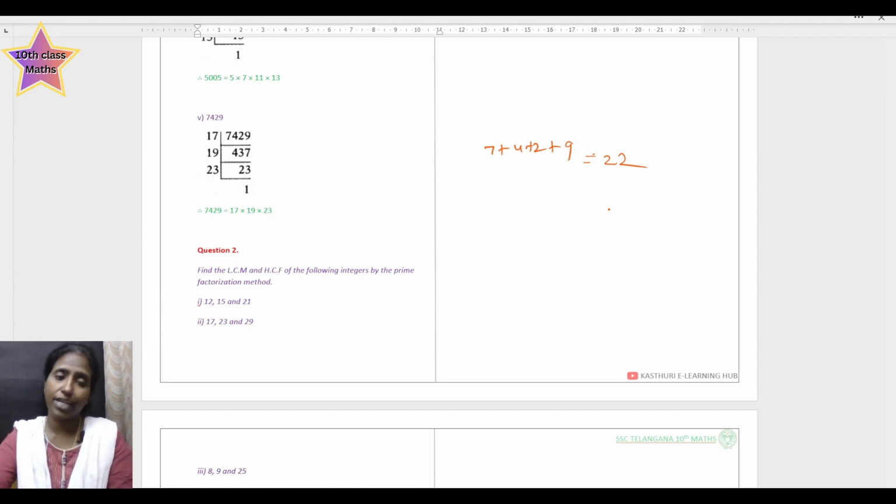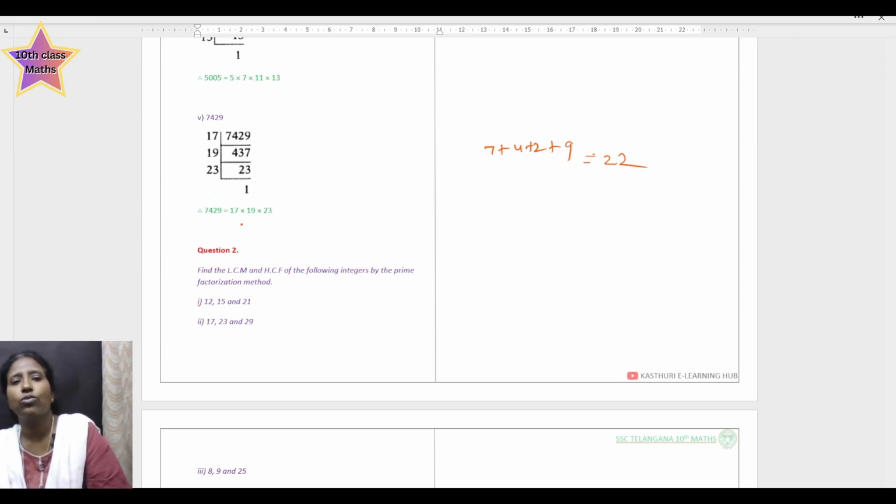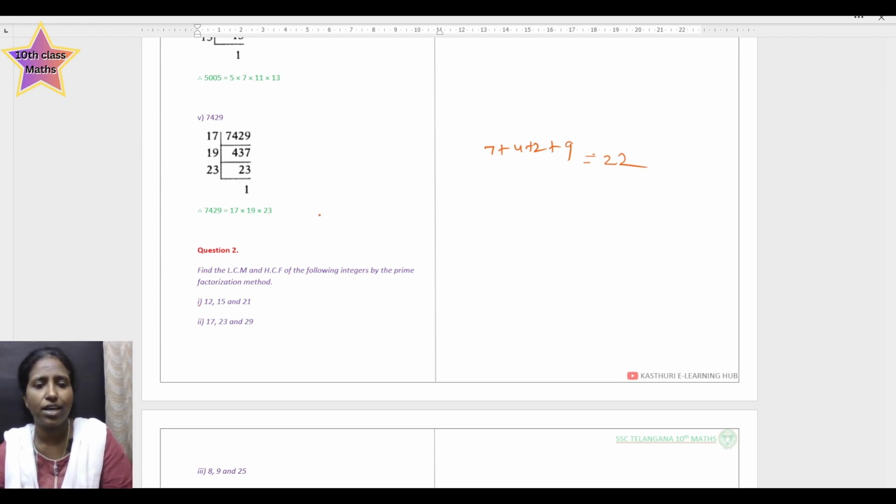So we go with the next choice, that is 19. If we divide 437 by 19, we get 23. So 23 is a prime number. So 23 ones are 23. 7429 is equal to 17 into 19 into 23. As there are no repetitions, we write the factors as it is.